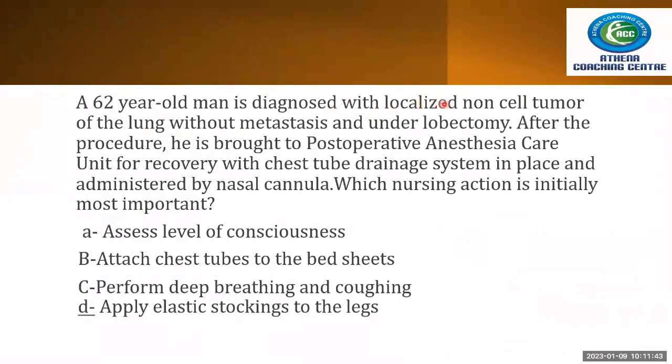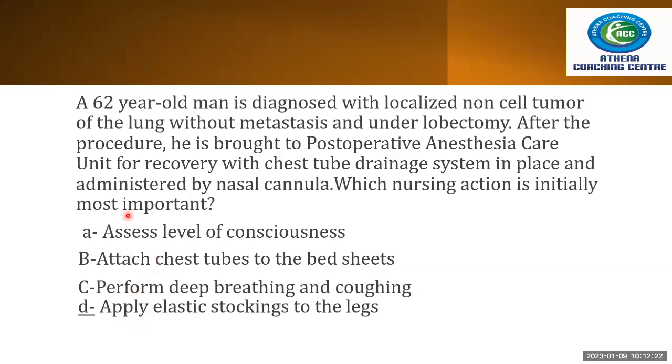A 62-year-old man is diagnosed with a localized non-small cell tumor of the lung without metastasis and undergoes lobectomy. After the procedure, he is brought to the postoperative anesthesia care unit for recovery with a chest tube drainage system in place and is administered oxygen by nasal cannula. Okay, there is a typing error. And which nursing action is initially most important? Assess level of consciousness, attach chest tube to bed sheet, perform deep breathing and coughing, apply elastic stockings to leg.